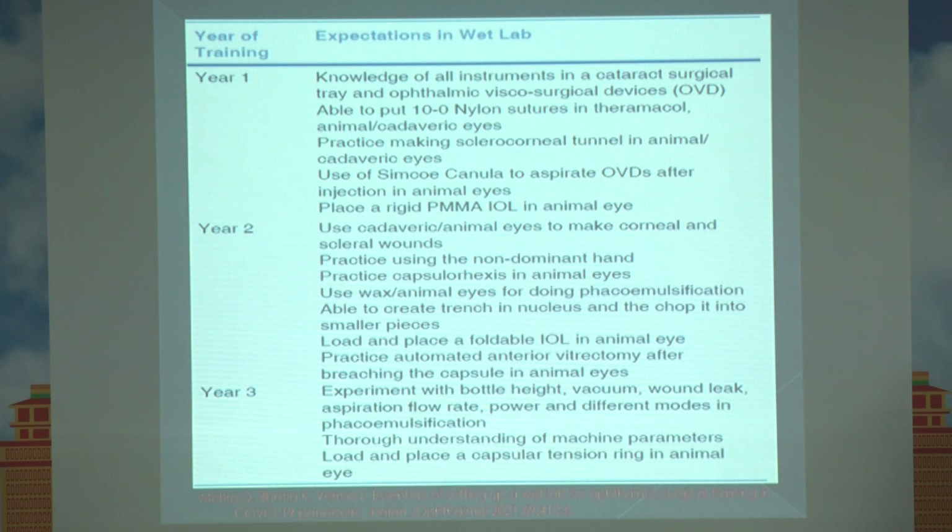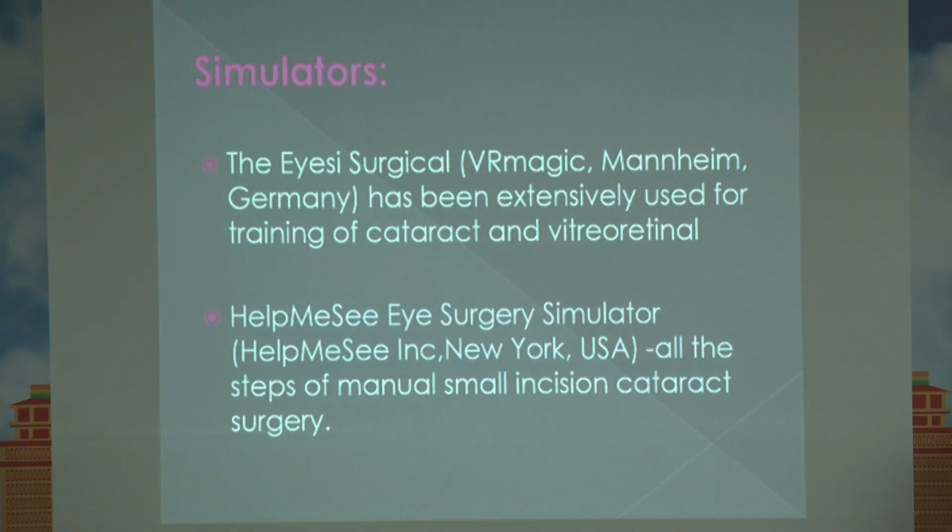So for the first year wet lab training, the target should be suturing. For the second year, whatever the wound constructions are, for the SICS or trab or anything, should be done in the second year. And at the end of third year, if he or she is interested in FACO, then at least know all the parameters required, like the bottle height and vacuum. These are the three different curriculums for the wet lab for the first year, second year and third year.